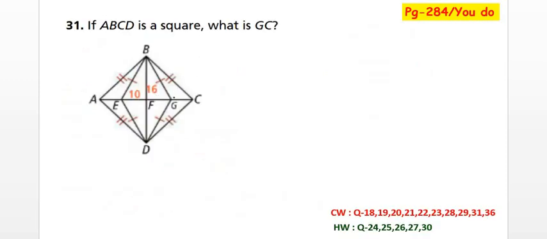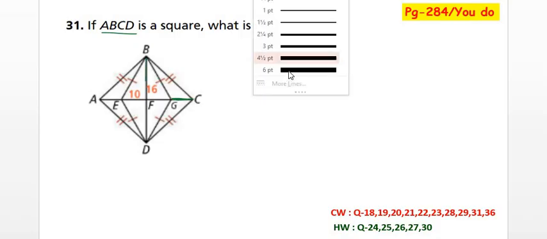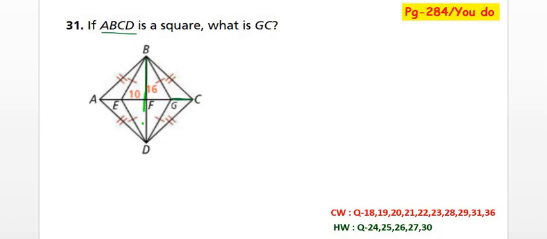It says what is the value of GC. So they want us to find this value of GC. ABCD is a square. So if it's a square, that means both the diagonals, the one that I'm drawing with the green color, let me draw it here, and the one that I'm going to draw with the pink color, will be equal to each other.